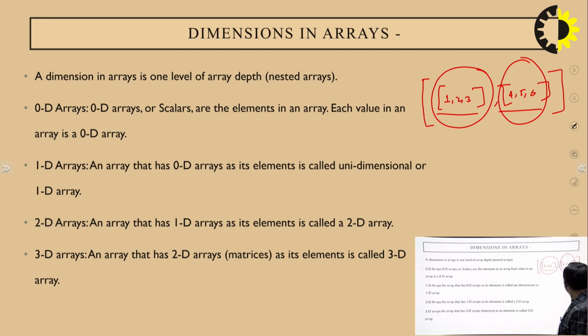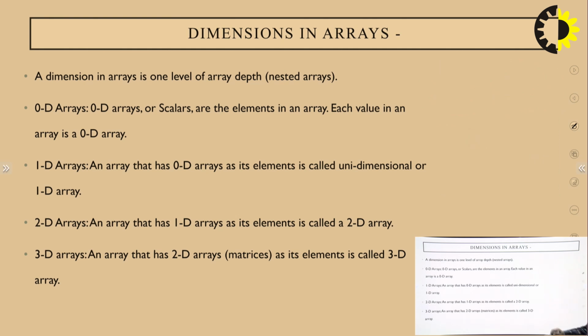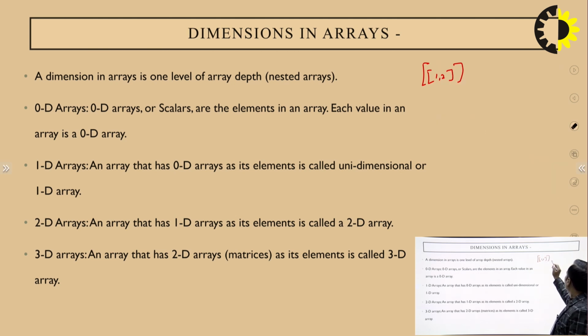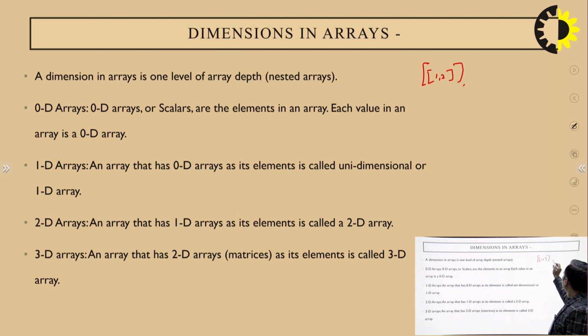So suppose we have a 2D array. Suppose we have this 2D array 1, 2. This is one 2D array. This is another 2D array, and this is another 2D array, 3 and 4.